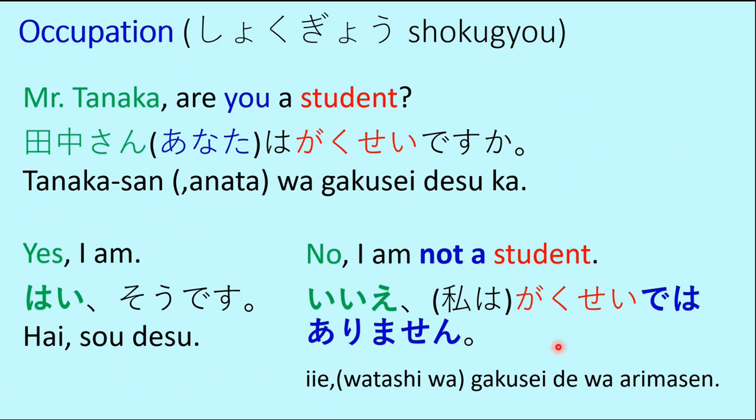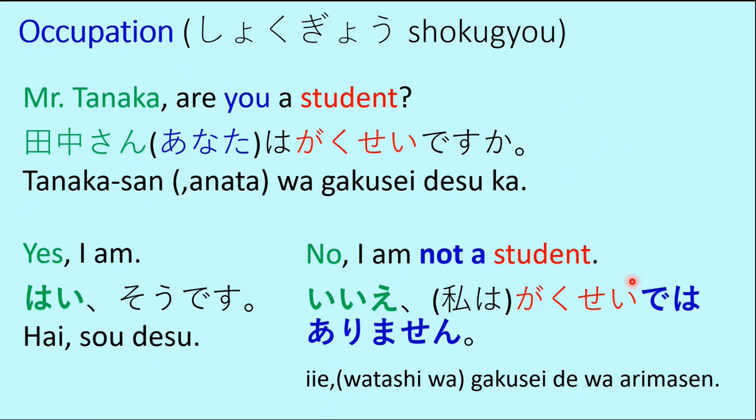So dewa arimasen is a polite negative form of this. This is the to be verb, which is in the affirmative sense, and dewa arimasen is a polite version to deny something, the negation of this verb. So gakusei dewa arimasen means not a student. This is a complete sentence. No, I am not a student.